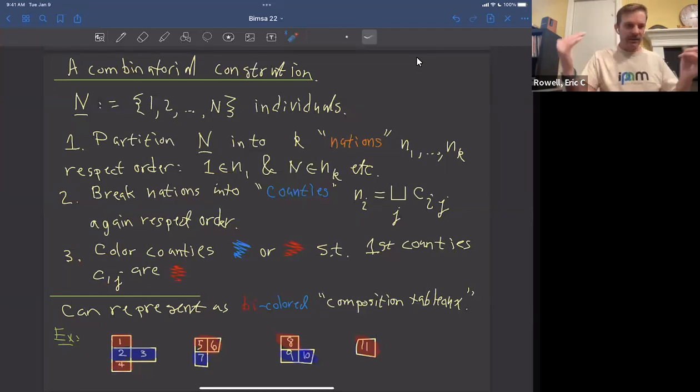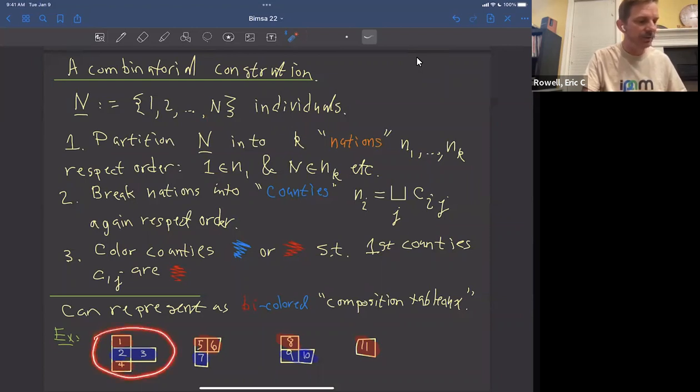So this looks a bit complicated, but it turns out that you can just describe it very easily using something called bicolored composition tableau, which are kind of like Young tableau, but they don't have to be top and left justified. They don't have to live in a corner. They can be a bit different. So I'll give you an example. In this case, I have n is 11. So I have 11 individuals, and each nation you can think of as being one of these things.